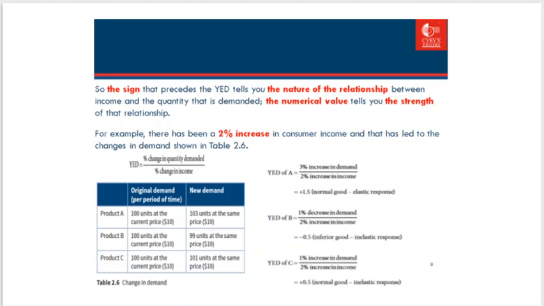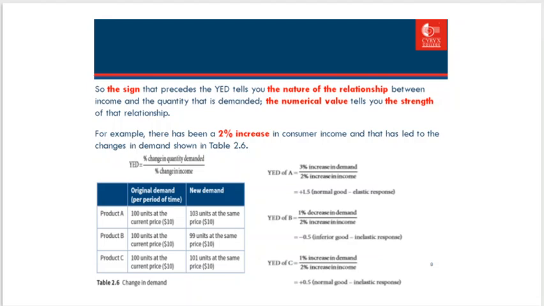So, focus on product A. Original demand is 100 units with the price $10, and then new demand increases from 100 to 103 at the same price. So how to know the YED of product A? The percentage change in quantity demanded from 100 to 103 means an increase of 3, right? So 3 divided by 100 times 100, we will get 3%.